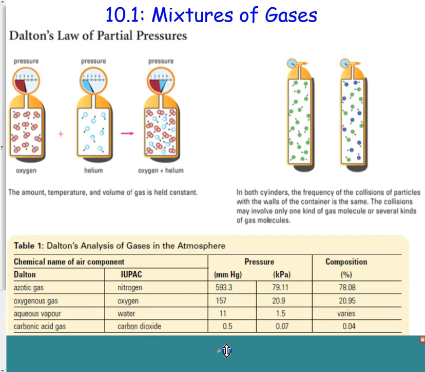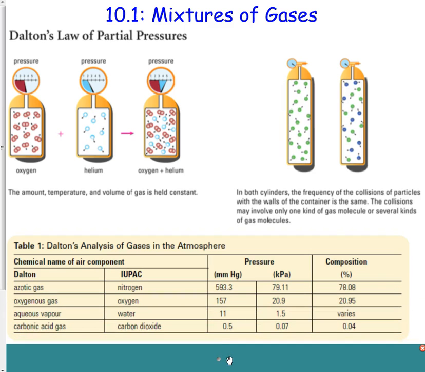Dalton did work on analysis of gases in the atmosphere, and he found that the pressures of certain components of air varied considerably. Water seemed to vary quite a lot depending on the temperature, he discovered. Oxygen, nitrogen, and carbon dioxide each had a pressure which was very close to its percentage composition by mass. And in this case, for the kilopascal unit, they're very close because 100 kilopascals is about standard pressure.